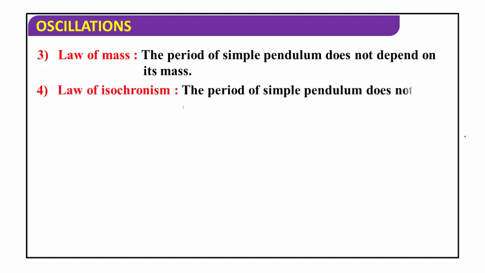And we call it isochronism. Isochronism means amplitude. The time period of the simple pendulum does not depend upon its amplitude. Amplitude means the maximum displacement of the particle from its mean position. But the time period of the simple pendulum does not depend on its amplitude. On what factors does the time period of the simple pendulum depend?